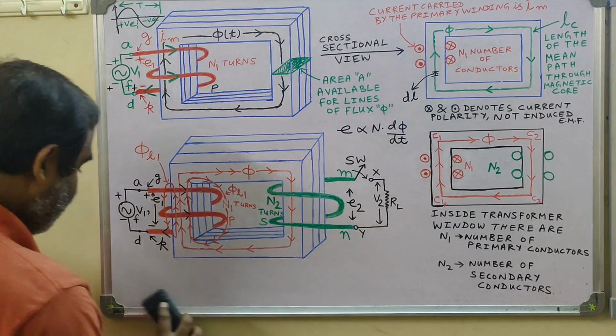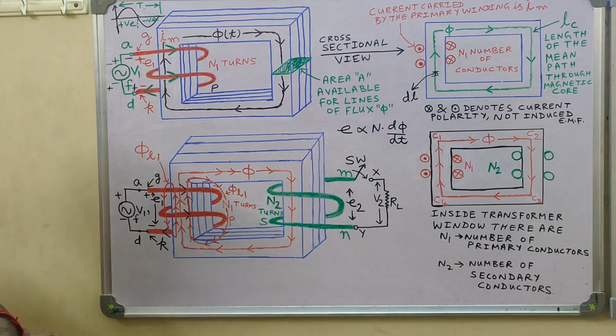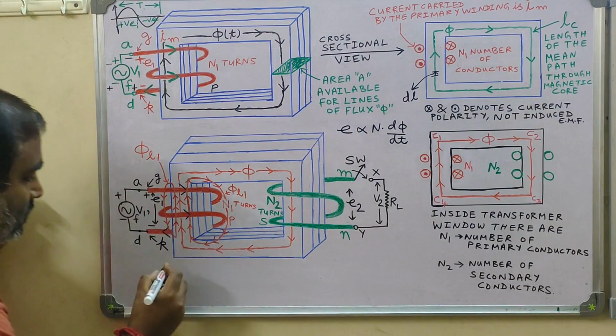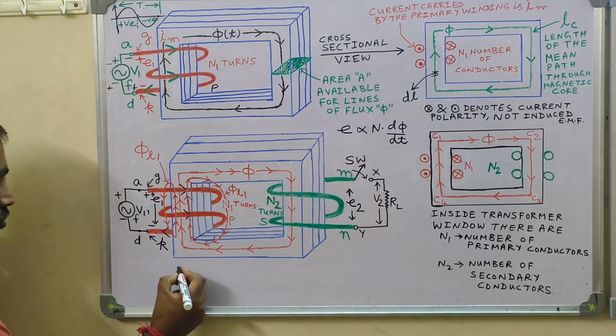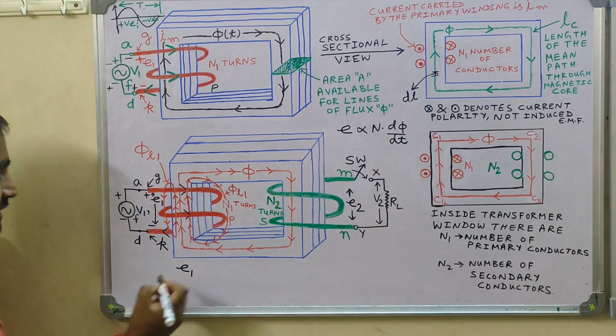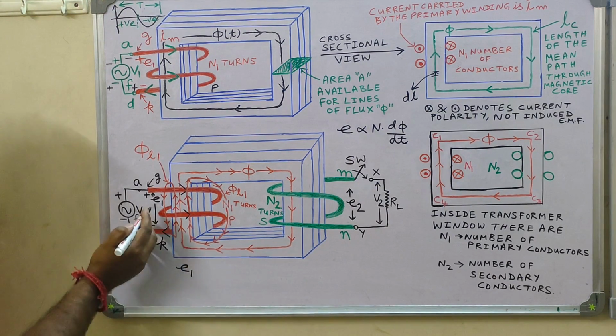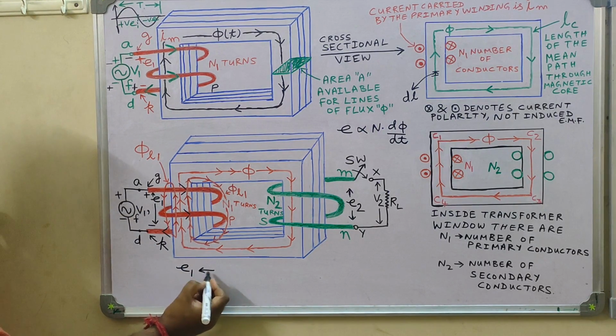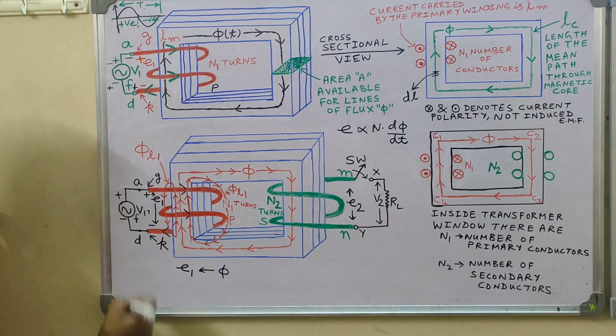So let me write it. First of all, let me say that the effect comes at last. So let me begin with the effect. The EMF induced in the primary coil is E1. Why is E1 induced in the primary coil P? E1 is induced because of the alternating mutual flux phi.